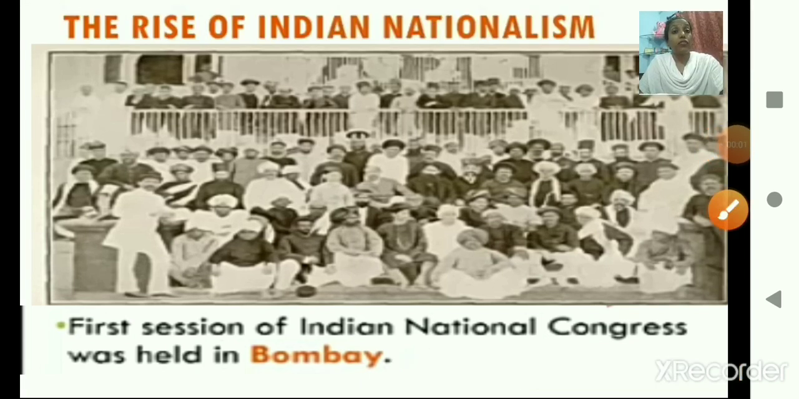After this session, every year they met at different places or different cities. Now, at first, the Indian National Congress did not raise the question of freedom from the British rule. The main demand for this session was to bring reforms or changes so that Indians could lead a more free and a better life under the British rule. So the important leaders at that time were called moderates.